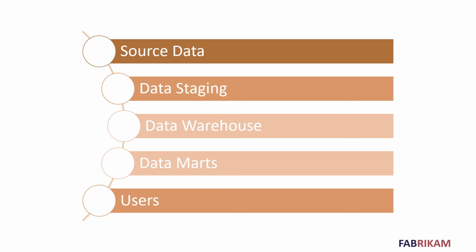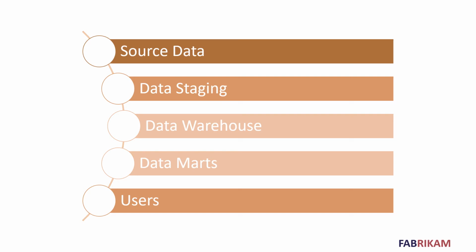Next one is data staging. Before inputting the data source, it is important to do an ETL process. It means extraction, transformation, and loading. The next one is the data warehouse, a multi-dimensional data storage place that stores data in the form of metadata, summary data, and raw data.